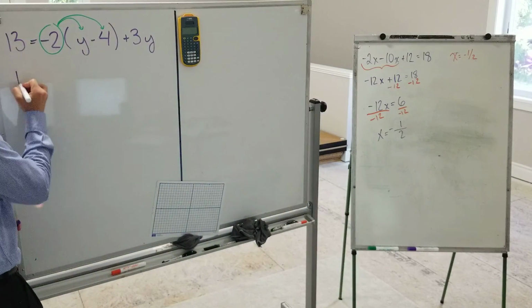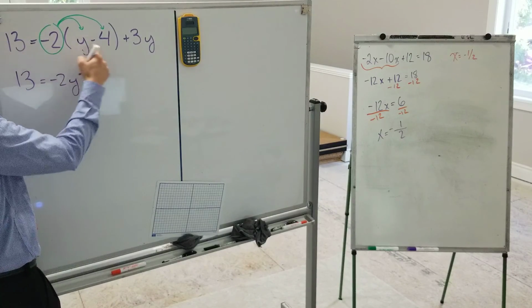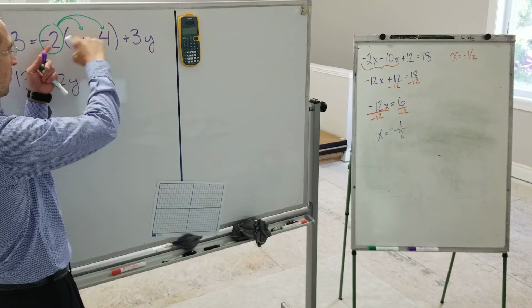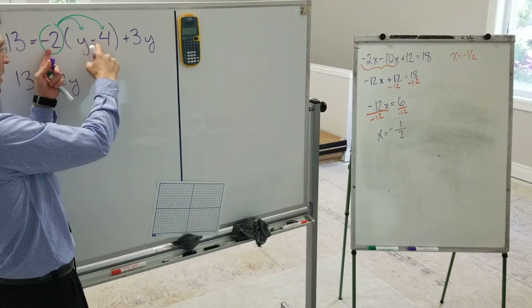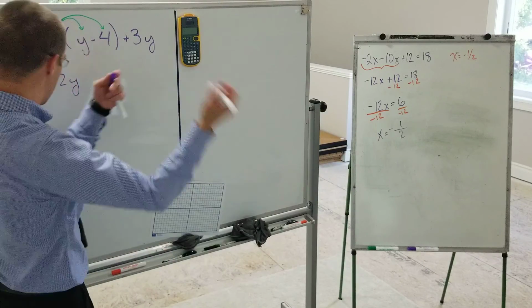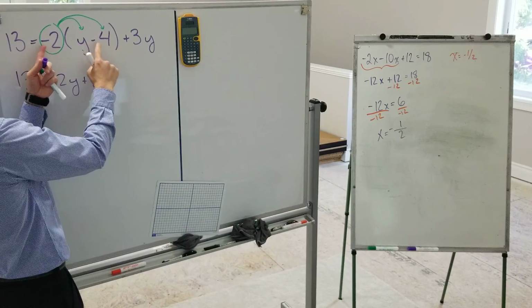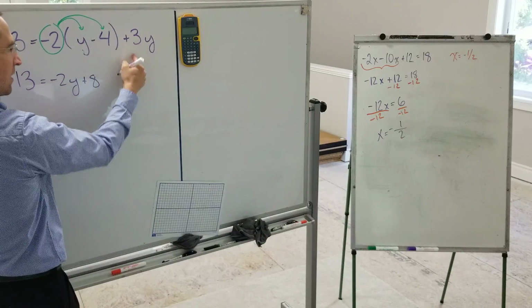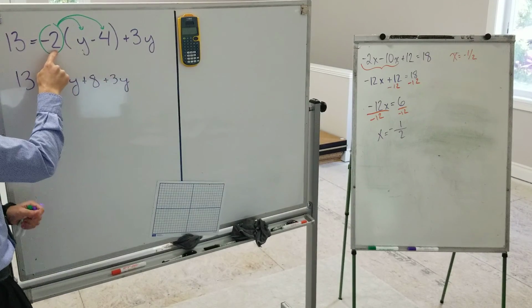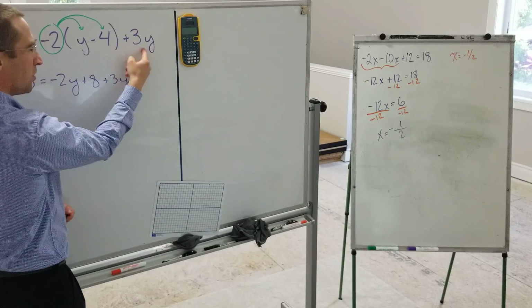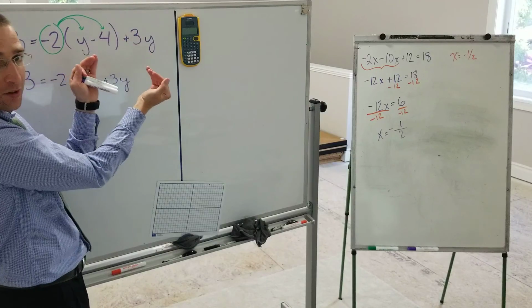So here we have 13 equals negative 2 times y is negative 2y. Negative 2 times minus 4. When we do this multiplication, we're going to pretend this is a negative. To go negative times negative makes a positive. So we're going to get a plus 8 there, because 2 times 4 is 8. Negative, negative makes it a positive. And then we're just going to bring this plus 3y out here. Notice, the negative 2 did not multiply by this 3y, because that 3y is not part of that group. It's not inside those parentheses.